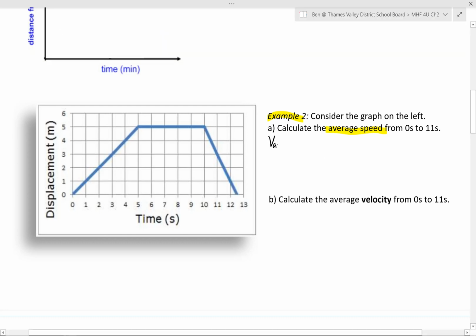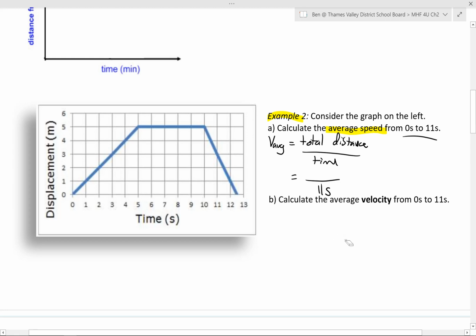Now, an average speed takes the total distance, and we divide it by the amount of time elapsed. So from 0 seconds to 11 seconds, we know that the amount of time elapsed is 11 seconds, right? And if you will, we can take that as 11 minus 0, whichever you prefer.